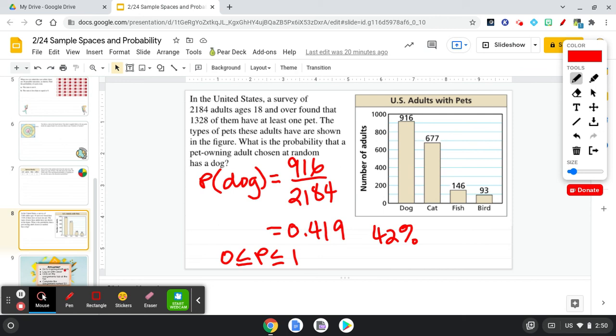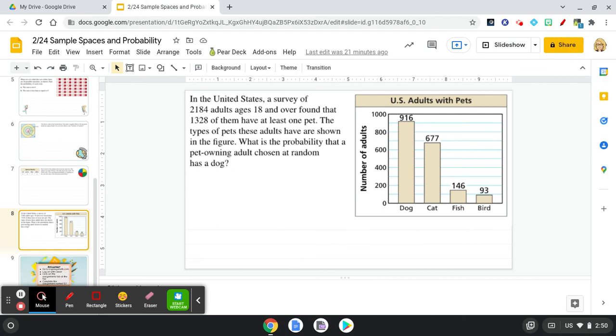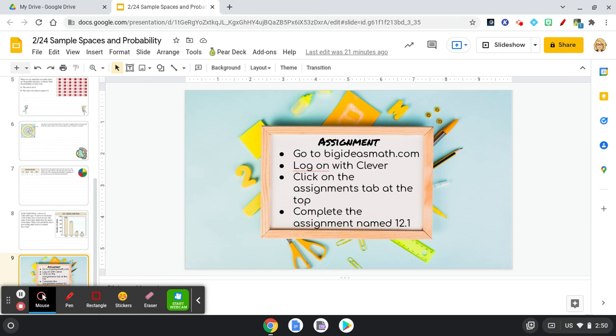All right. And finally, your assignment. Go to bigideasmath.com, log on with Clever. There's a little blue bar that says Clever. Click on that. It's your normal Jeffco login you always use. Click on the assignments tab at the top. So at the very top, you'll see 3 tabs. Click on the assignment tab and then complete the assignment that is named 12.1, please.